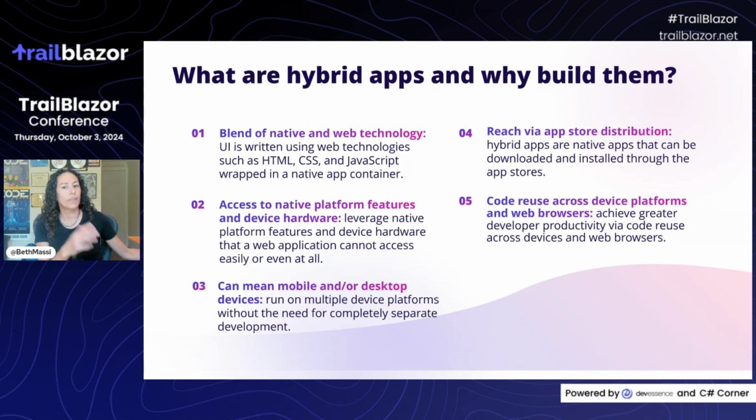They're downloaded and installed through the app stores. So that gives you reach through the stores if you're looking for that. And then the main advantage of hybrid apps is that they can achieve greater productivity because you can just reuse code across your devices and web browsers. So for instance, if you have an existing web application today and you want to get into the stores or you want to get on the phones, that would be a good approach to use a hybrid. All right, so some examples besides the MAUI hybrid we're going to talk about today are Electron for desktop apps and Ionic for mobile apps.